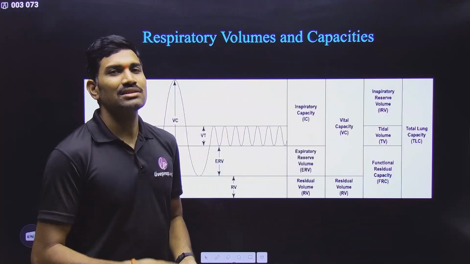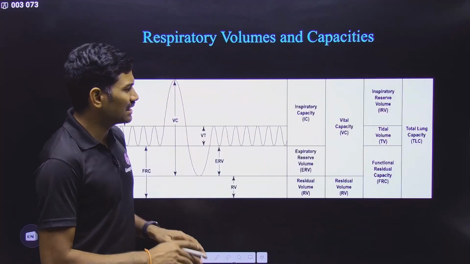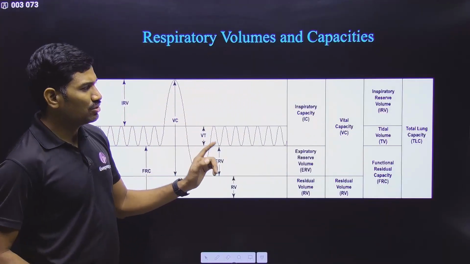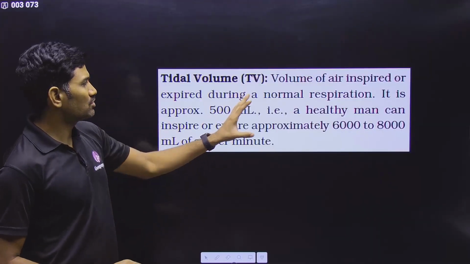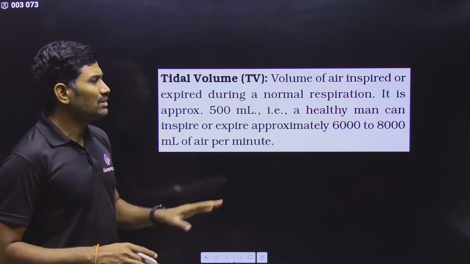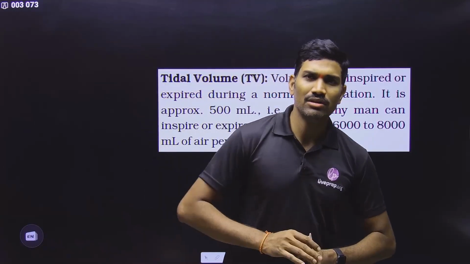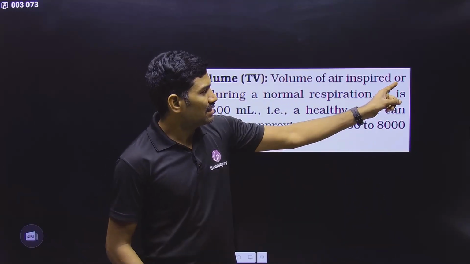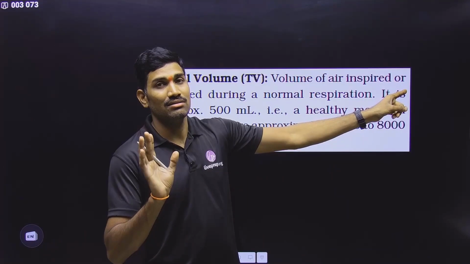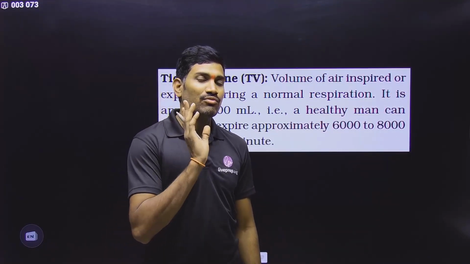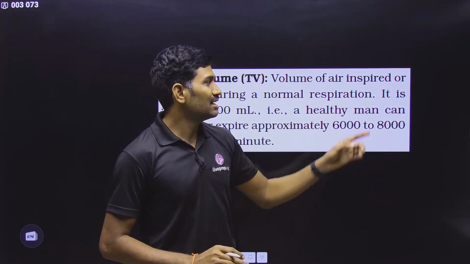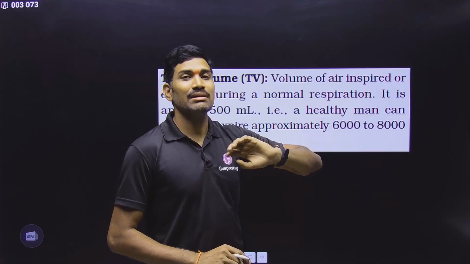Now what are these things? One by one we will understand. The concept is very simple. I will show you this diagram once again at the end. Now let us go through the first one, the tidal volume. Please remember, here in the MCET they used the word OR, but many students are not focusing on this word. They are thinking that it is AND, so they are making a mistake.